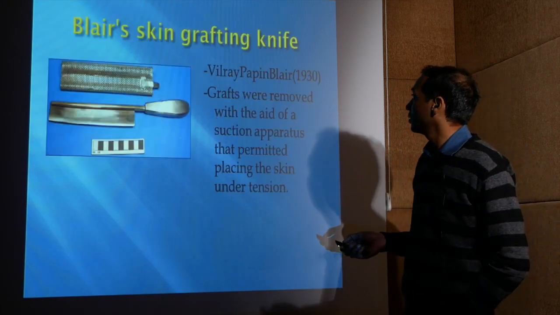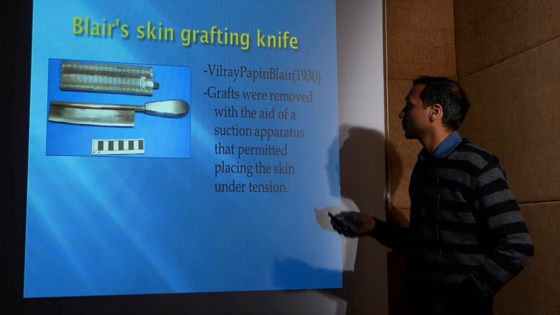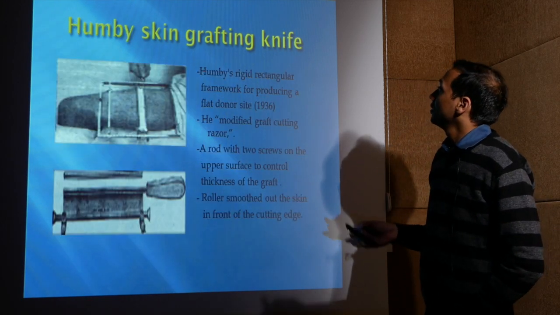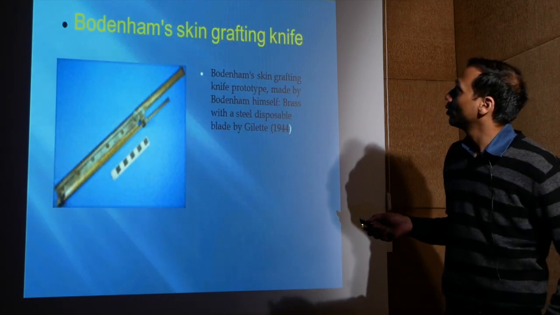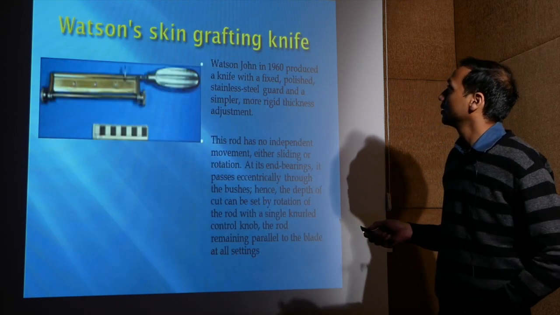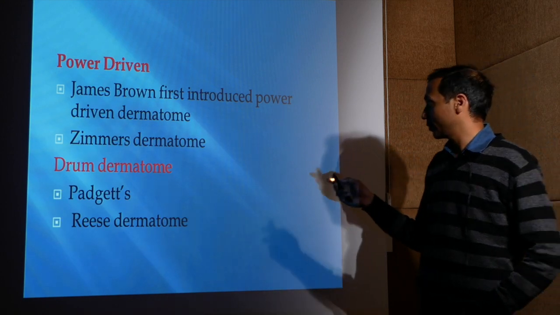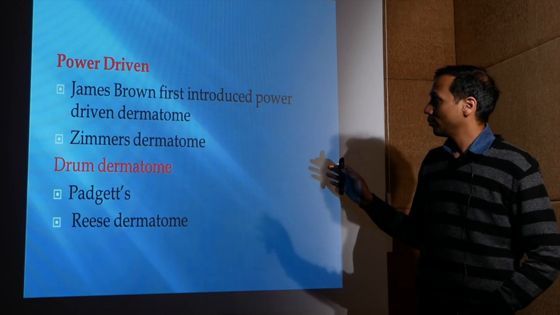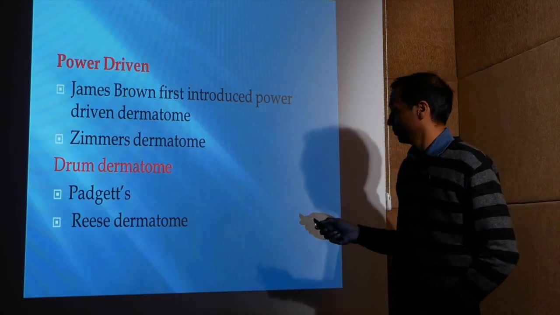There are various instruments which are used for skin grafting. The Blair skin grafting knife, the Humby skin graft knife, which is most commonly used, the Boardman skin grafting knife, Braithwaite, Watson skin grafting knife. Besides the previously described skin grafting handles, there are various power dermatomes, and drum dermatomes are also used for skin graft harvesting.